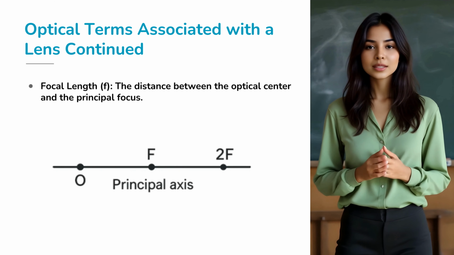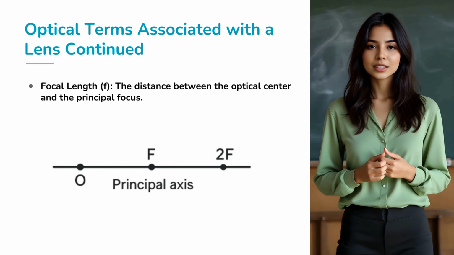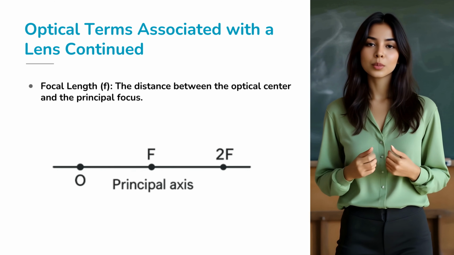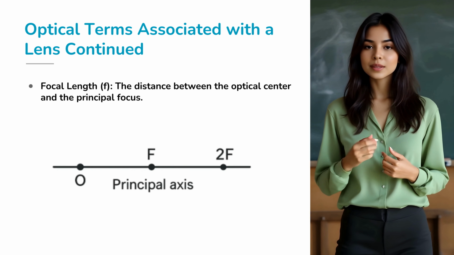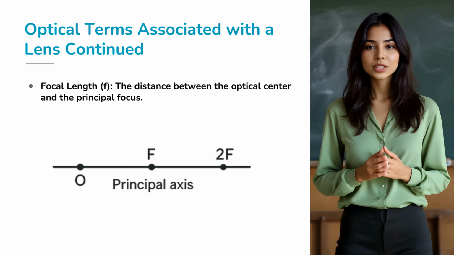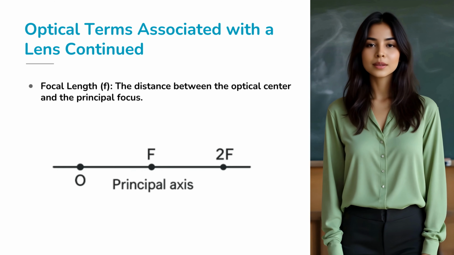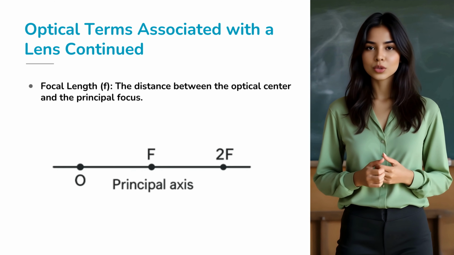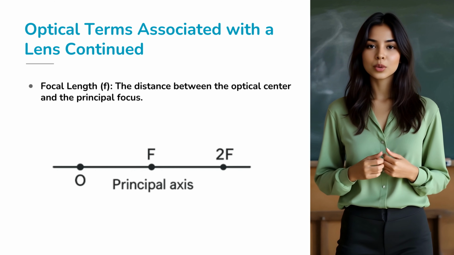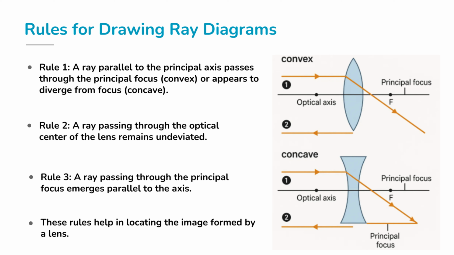Finally, the focal length, written as f. This is the distance between the optical center and the focus. And here's the cool part. The shorter the focal length, the more strongly the lens bends light. A lens with a short focal length is like a strict teacher. It doesn't let light rays go straight, it bends them sharply. That's why magnifying glasses with short focal lengths can make even a tiny ant look like a giant monster in your notebook.